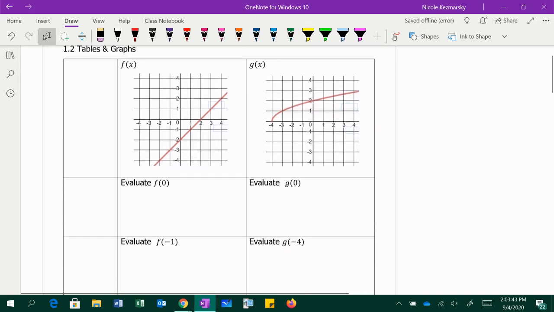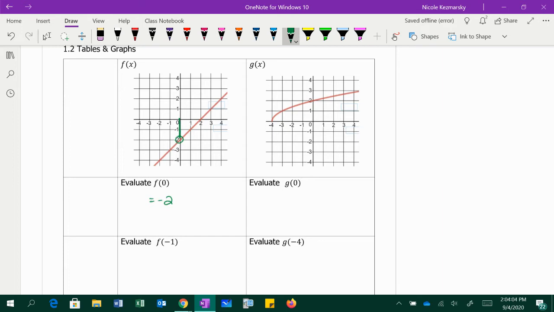The first graph on the left is f of x. So if I want to evaluate f of 0, 0 is the x value. I find 0 on the x-axis, and I trace either up or down to the function and find the y value. So in this case, f of 0 is -2.